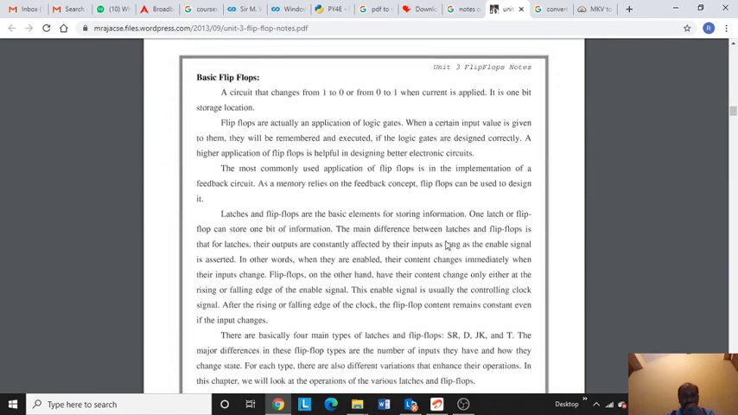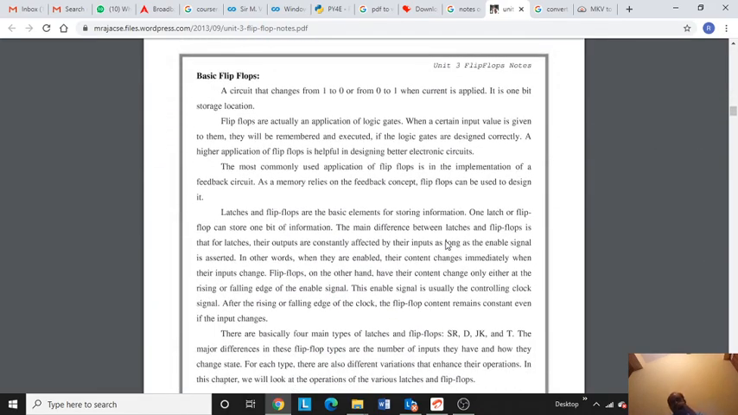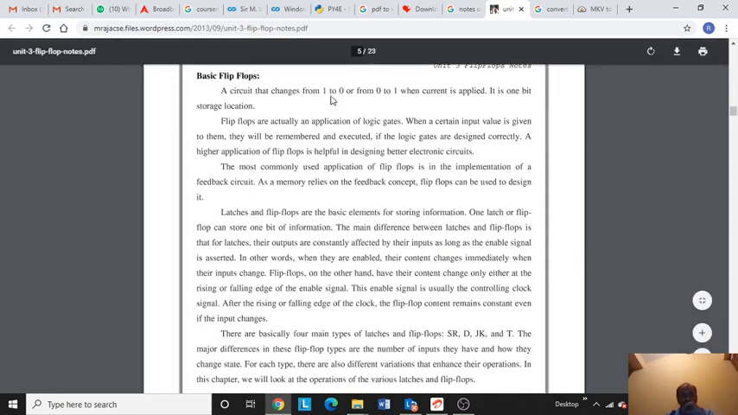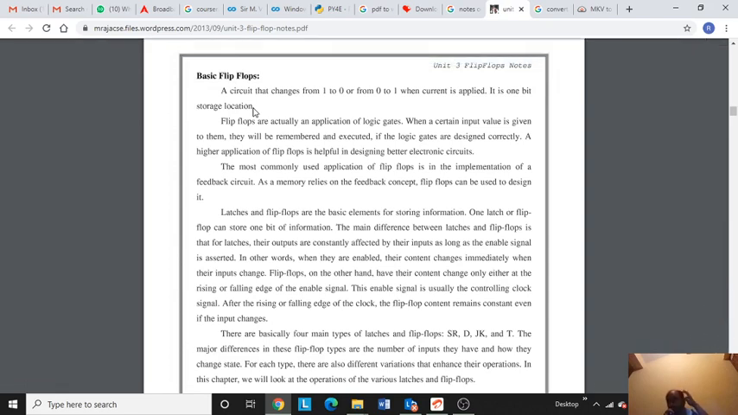Now coming to the very important thing that is called flip-flops. What I mean by a flip-flop is a circuit that changes from 1 to 0 or from 0 to 1 when current is applied. It is a 1-bit storage location, something like an inverter. It will always store the previous value.